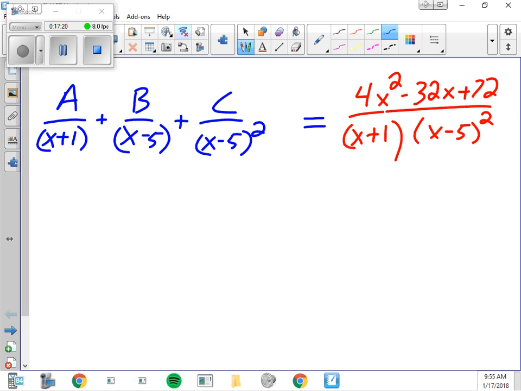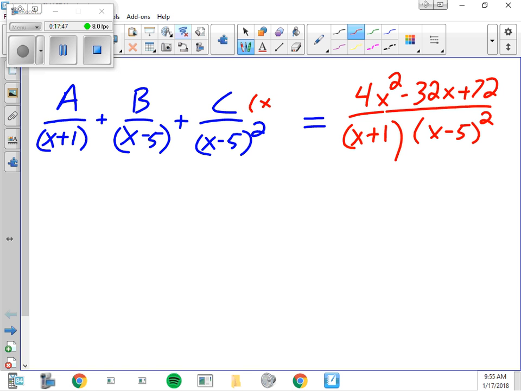Why do I not need to do cx plus d? It's a duplicate of a linear factor. So it's not a true quadratic in the sense of partial fractions. Okay, so we now need everything to have the common denominator. So the c term is the easiest. What does the c need in order to have the common denominator?